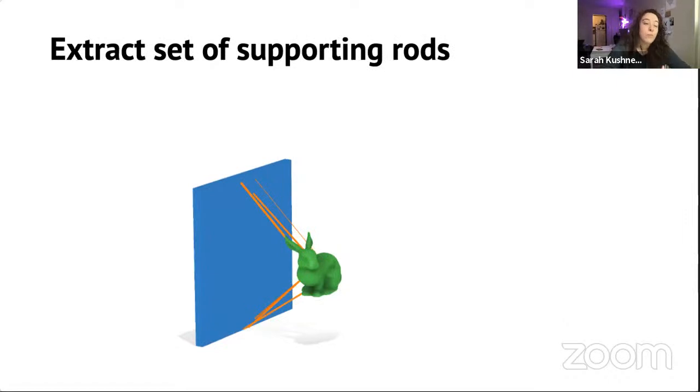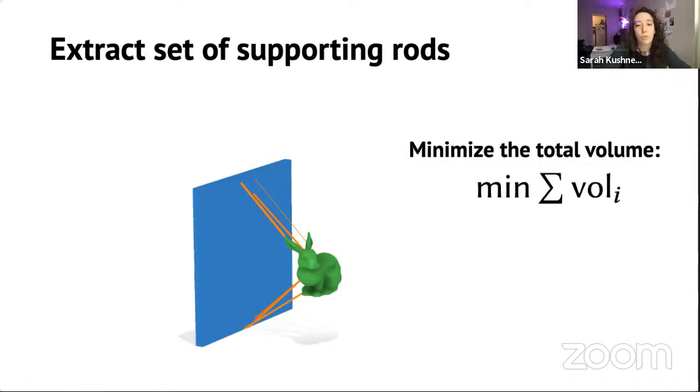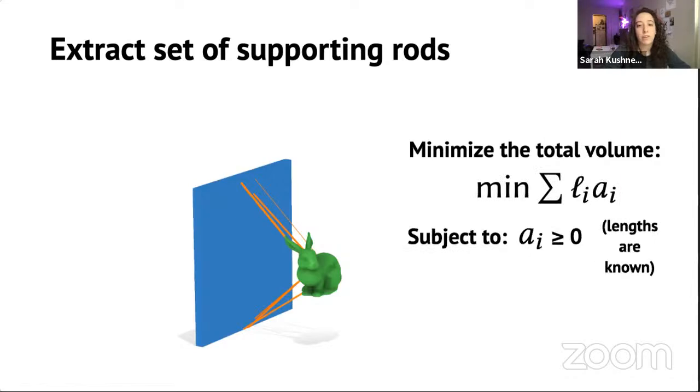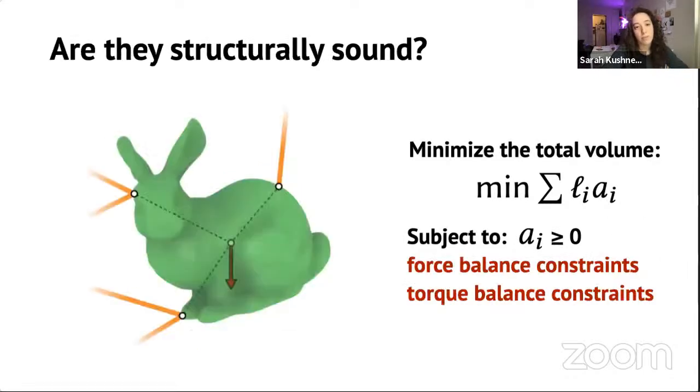So we want to extract the set of supporting rods. To do this, we minimize the total volume of the resulting truss, which is the sum of all the known edge lengths times the unknown cross-sectional areas which we are solving for. We minimize this subject to some force and torque balance constraints.